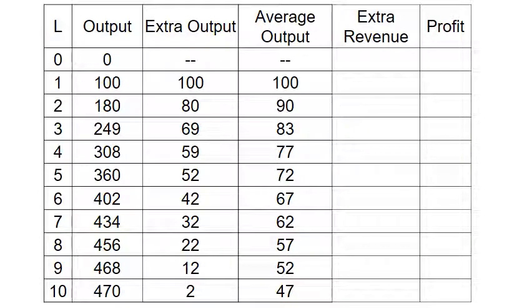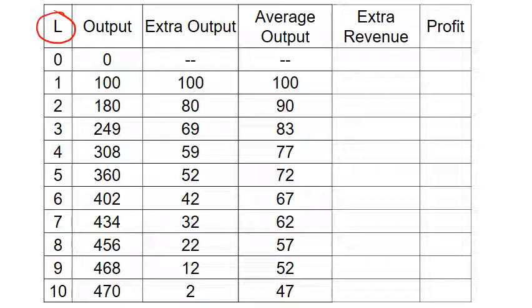Let's work an example that shows how to use information about extra revenue and extra cost to identify the optimal level of employment and the maximum profit. Our example will suppose that the amount of output a firm can sell in the short run depends only upon how much L it employs. The table shows the relationship between L and the extra output and the average output.